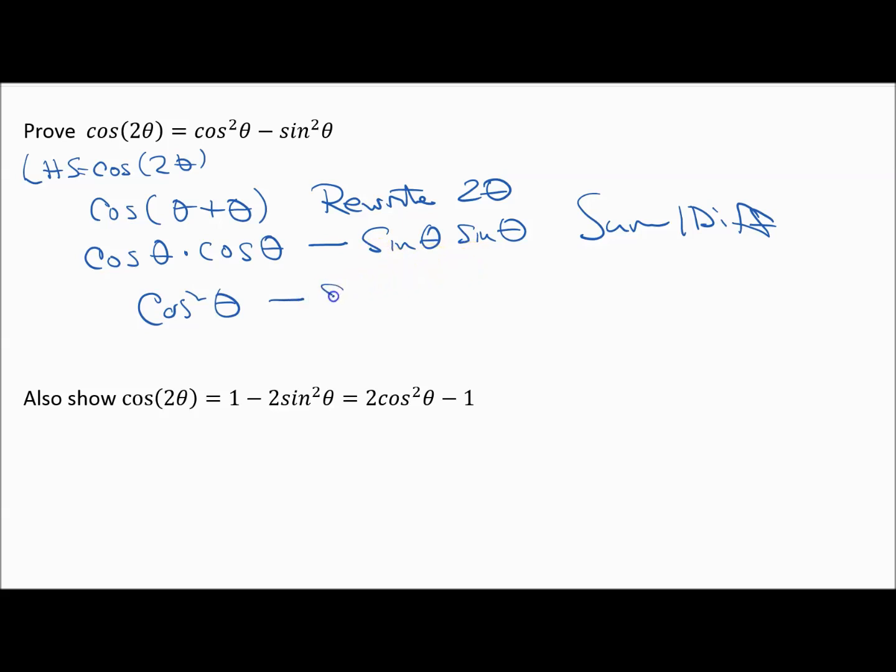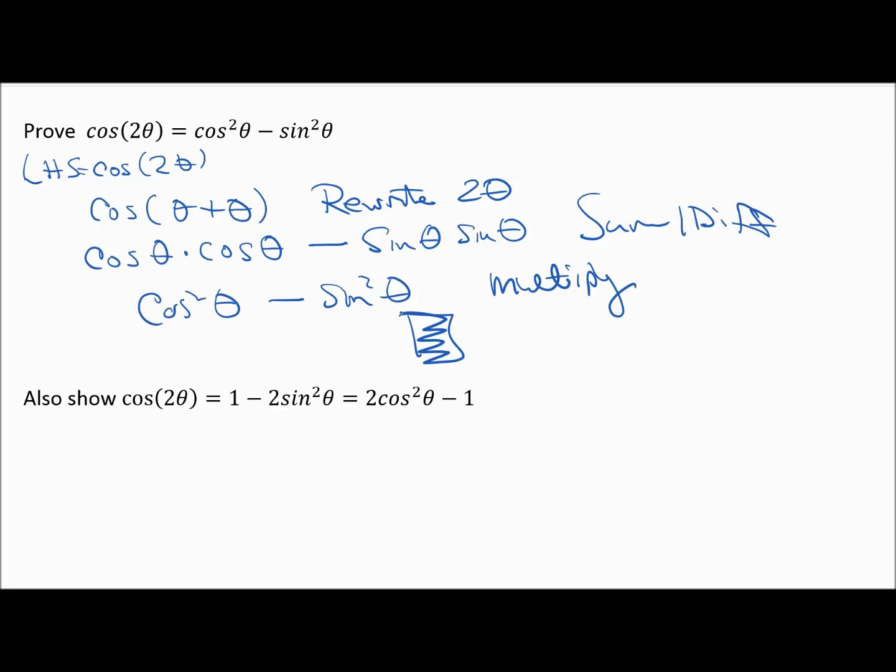Minus, same story here, sine squared of theta. What did you do there? Well, I just multiplied. Okay? End of proof. We're there. Now, that's not the only formula you can use for cosine of 2 theta.